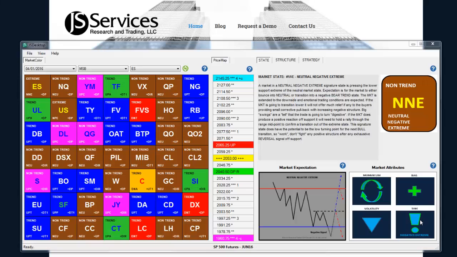Neutral, negative, extreme market states can be exciting. There's good volatility, especially when the sentiment bias is below the market, because it gives you some good definition for where you could get that positive reversal signal to bounce that market back into the neutral zone.